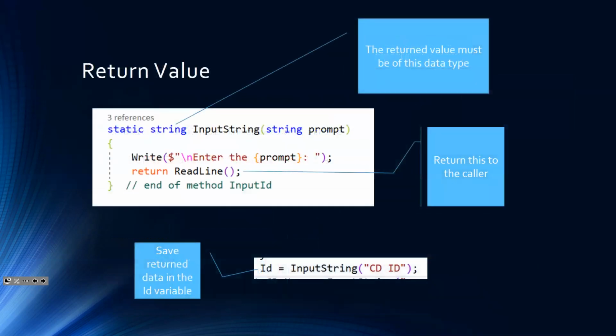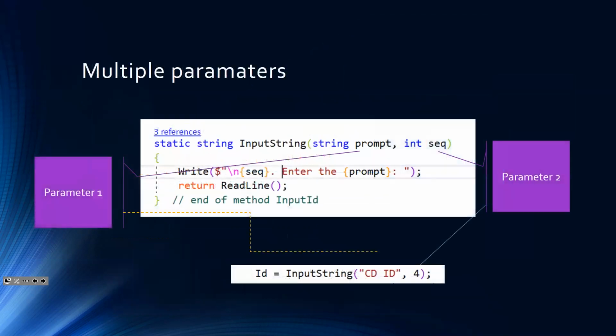Okay, we saw how we could pass a parameter and our return value. And if we have multiple parameters, our whole parameter list is going to be separated by commas, but we're always going to specify the data type and variable name for every parameter.